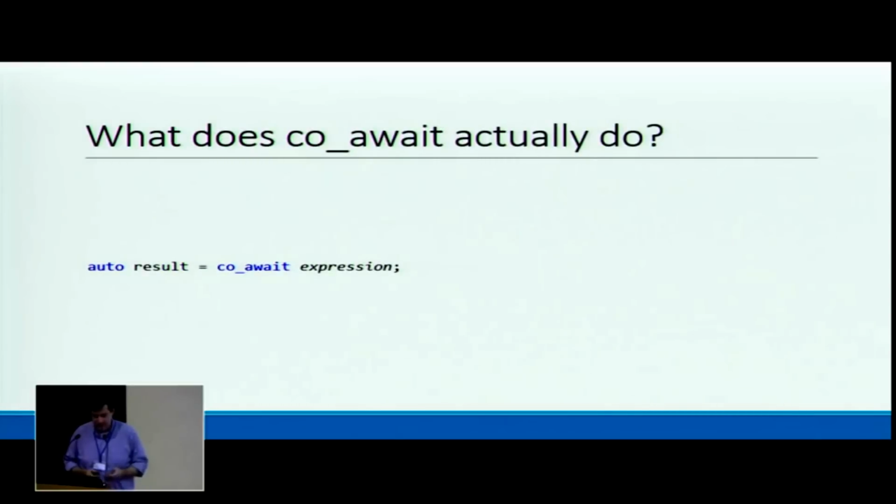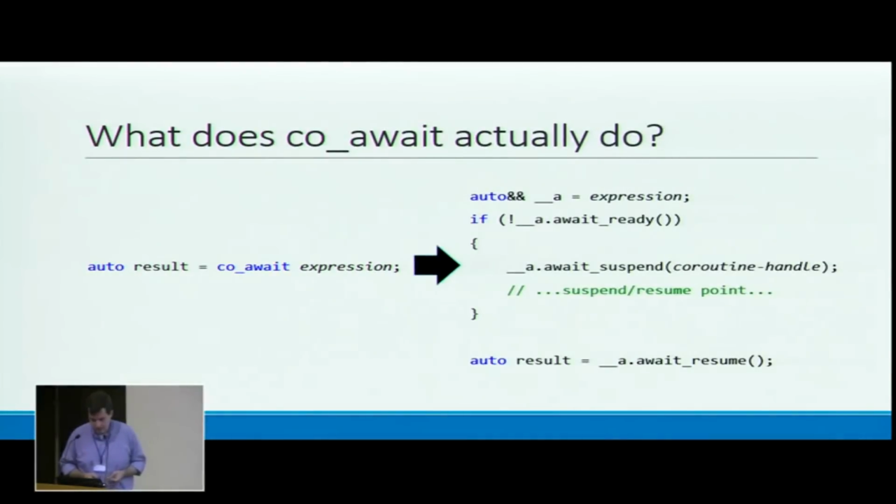All right, so what does that co-await thing do anyway? So here's its form. Basically, you can have an optional result that you get out of the co-await expression, and then it just takes an expression. And what the compiler expands this to is this. So the co-await is used to suspend execution of a coroutine. So the expression must have some awaitable type, and we'll see on the next slide what that means.